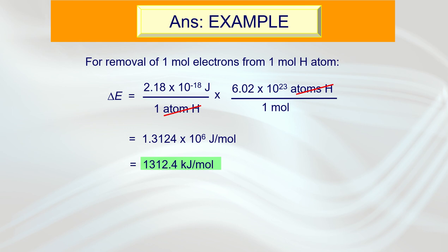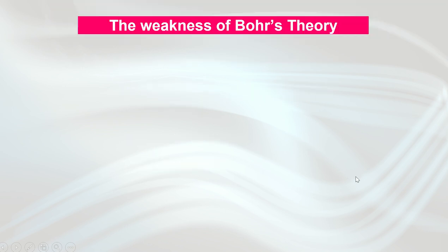And then we need to calculate for 1 mole of electrons. That means we have to multiply by the Avogadro constant, which is also a constant. Therefore, the answer when the question asks you to calculate IE will always be this value, 1312.4 kilojoule per mole. But then you need to know how to calculate this. There are just 2 steps. First, calculate delta E. Second, multiply the delta E by the Avogadro constant. Very simple.